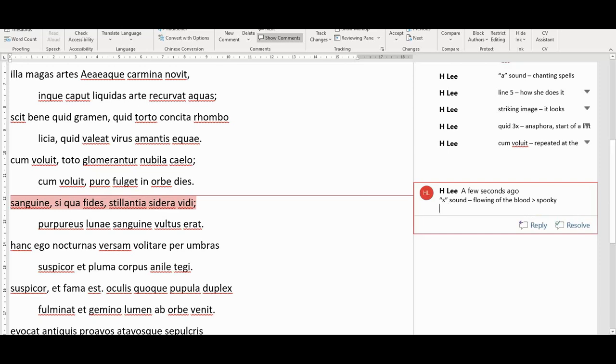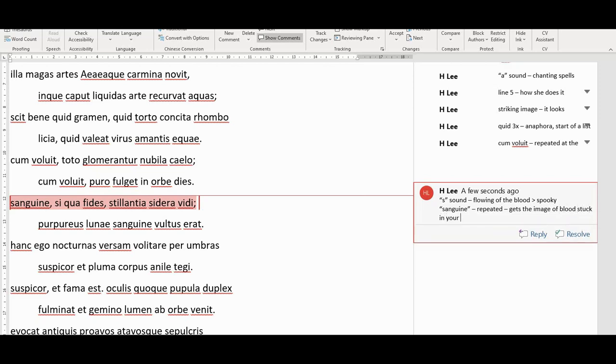I think what we've also said is the sanguine as well in the next word. So it really gets you thinking about blood. So it gets the image of blood stuck in your head. That's pretty shocking, isn't it? In the sense that it really makes you feel a little bit creeped out.